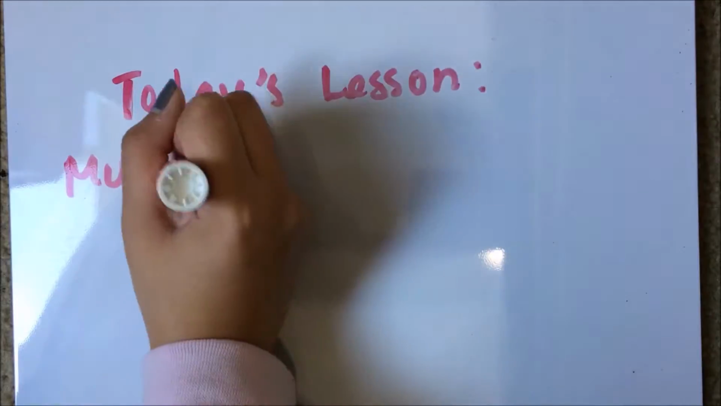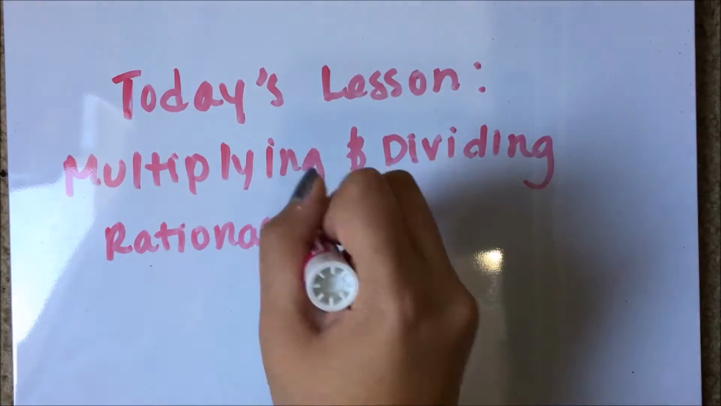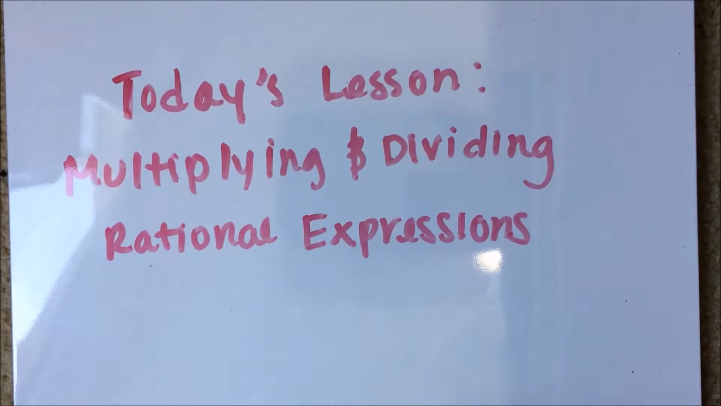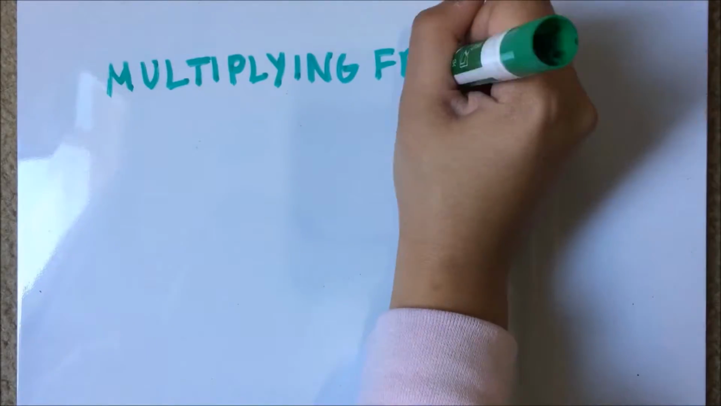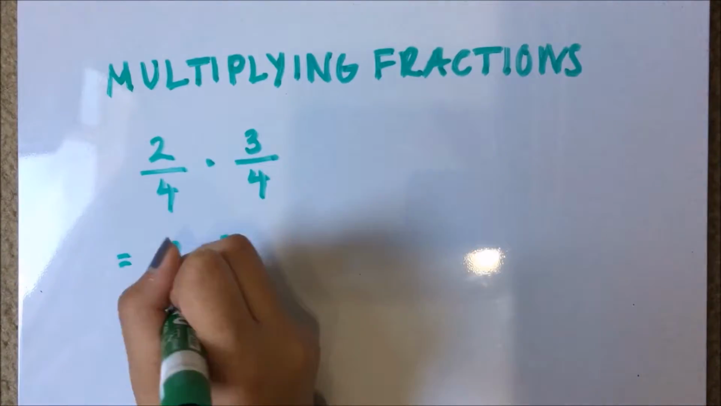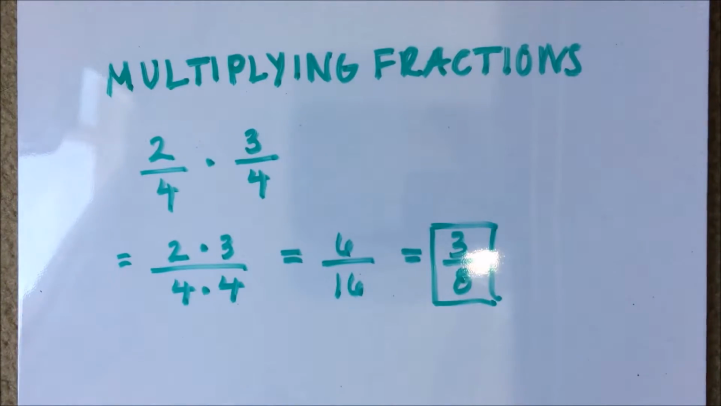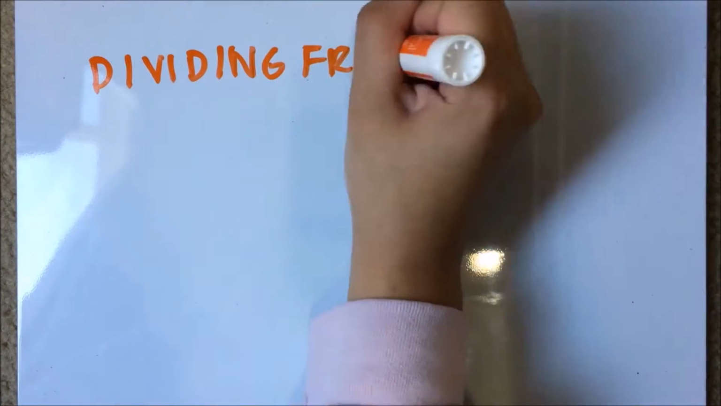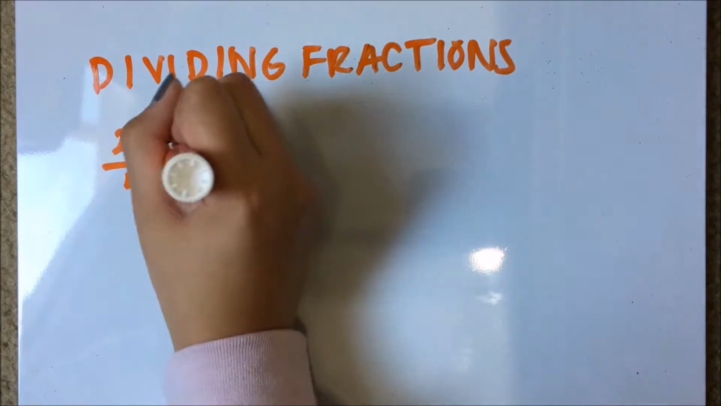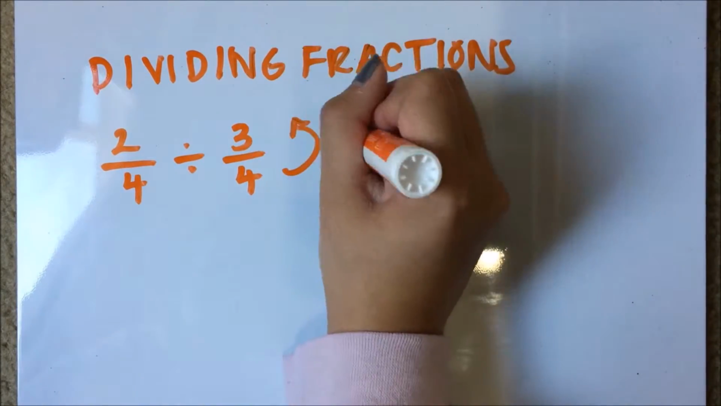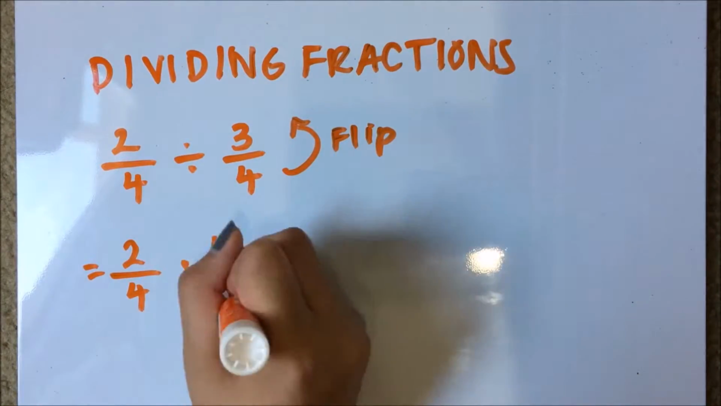Today's lesson is multiplying and dividing rational expressions. When multiplying fractions, you multiply across, so 2 times 3 for the top and 4 times 4 for the bottom. When dividing fractions, you flip the second fraction. The division sign becomes multiplication. 4 is cancelled because 4 over 4 equals 1.